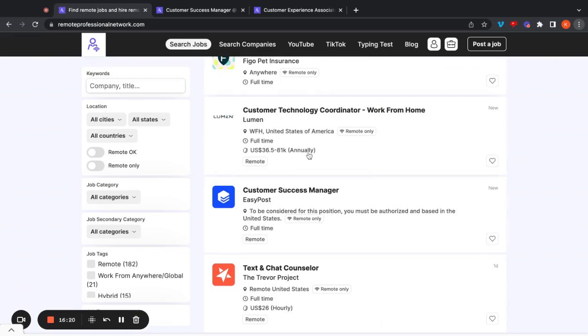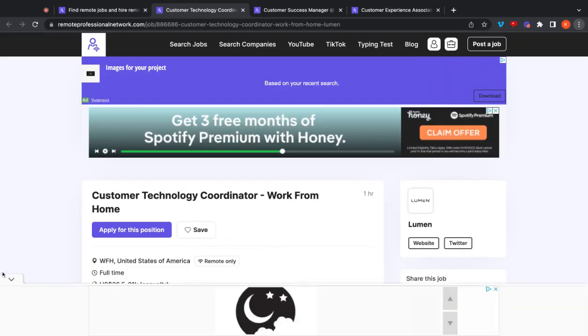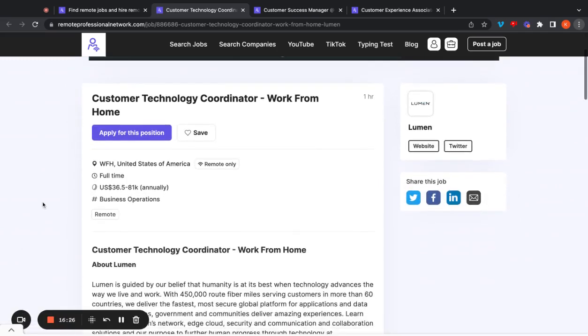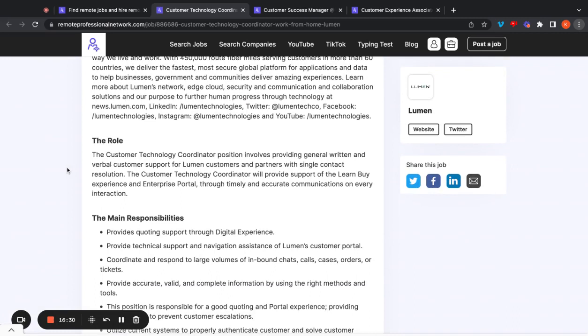All right, and let's do one more, guys. This one is going to be a customer technology coordinator with the company Lumen. This is going to be a fully work from home job. In this role, the position involves providing general written and verbal customer support for Lumen customers and partners with single contact resolution. The customer technology coordinator will provide support of the Learn by Experience and Enterprise portal through timely and accurate communications on every interaction.